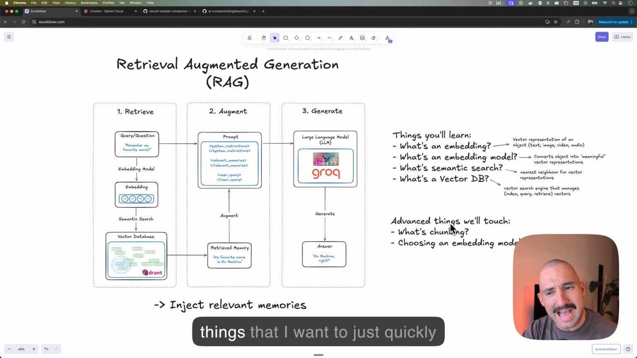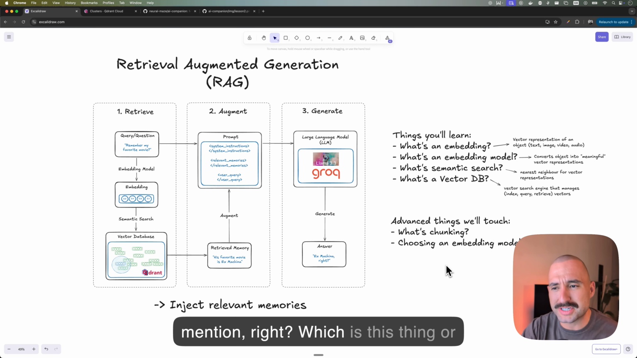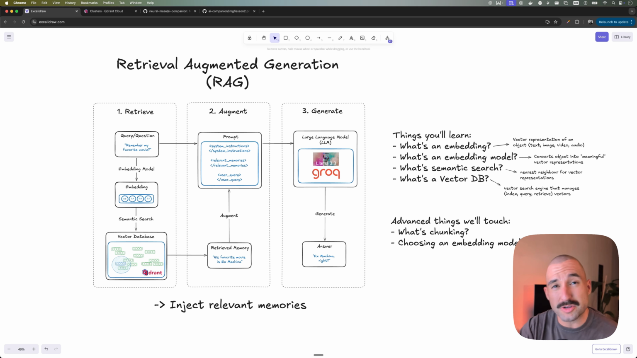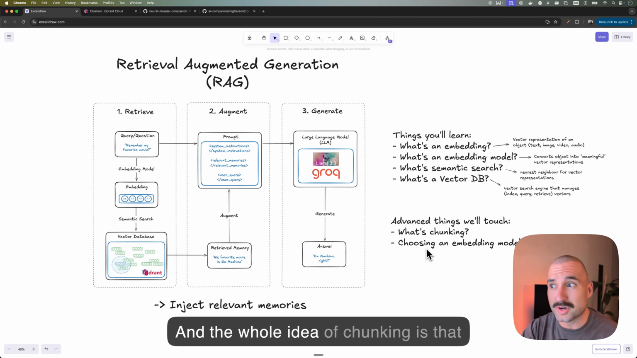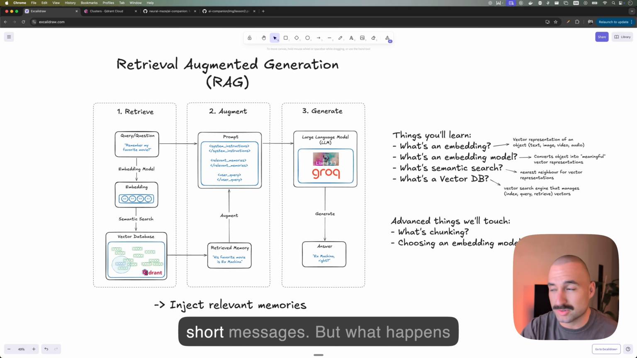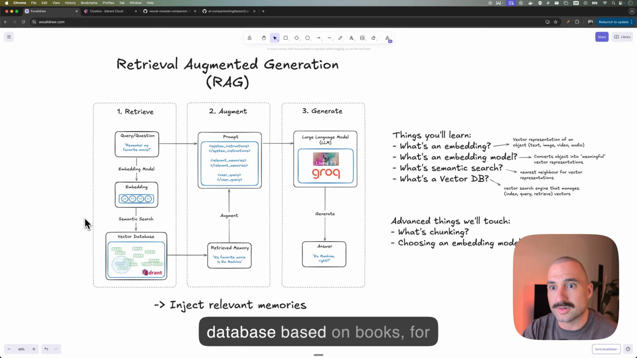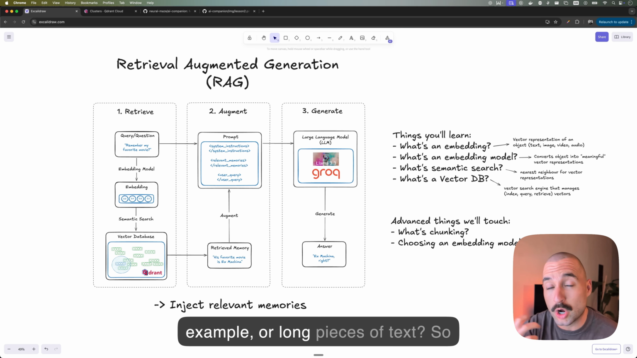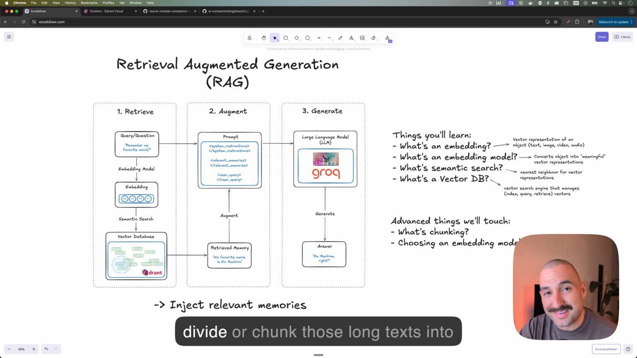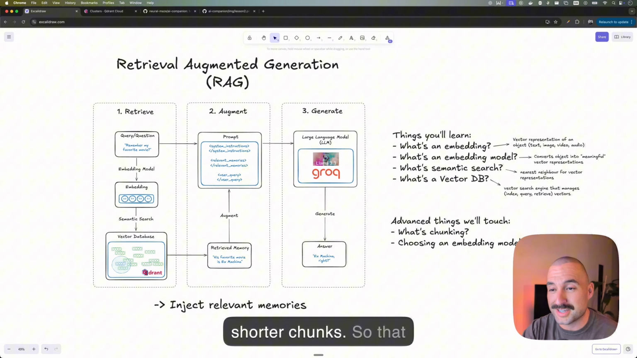But there are other advanced things that I want to quickly mention, which is this word called chunking that you might have heard before. The whole idea of chunking is that in the case of memories, we usually have short sentences or short messages. But what happens when you want to create a vector database based on books, for example, or long pieces of text? You have to divide those long texts into shorter chunks. So that would be chunking.